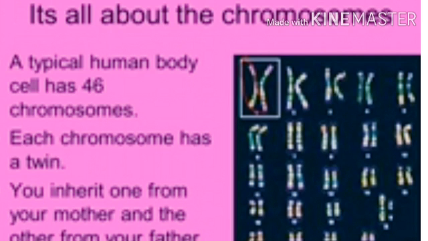Now let us see the genetics of the human cell. The human body cell has 46 chromosomes. Each chromosome exists in pair, so each chromosome has a twin. Now a person inherits one chromosome from the mother and the other chromosome from the father. The chromosome that is inherited from the mother is known as the maternal chromosome, while the chromosome that is inherited from the father is known as the paternal chromosome.